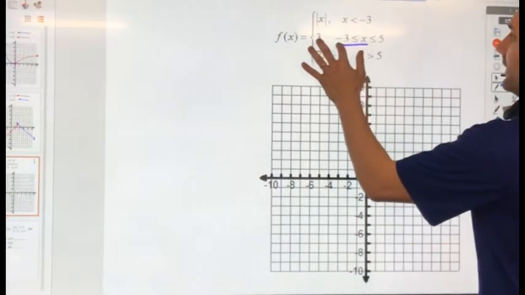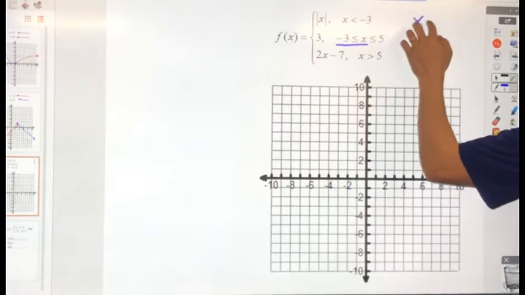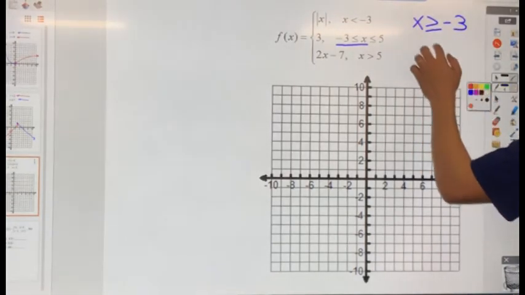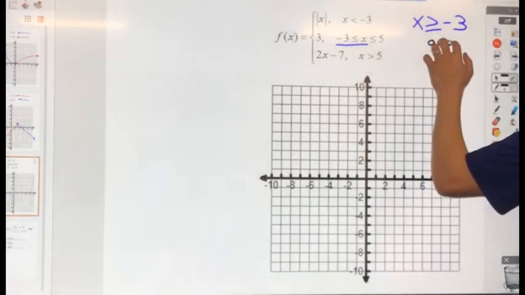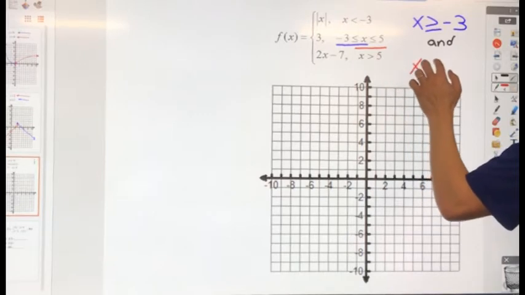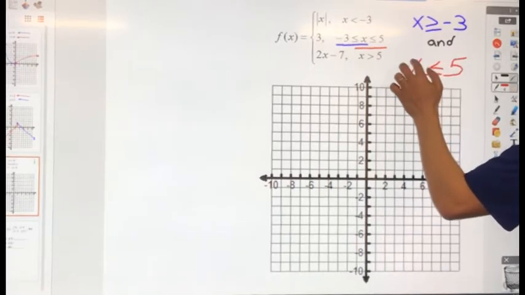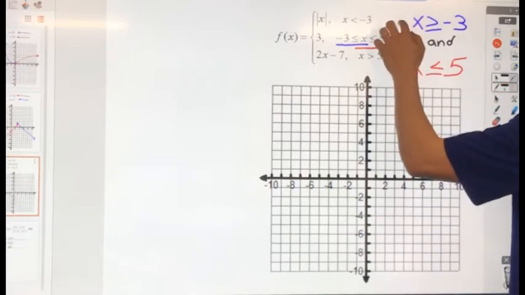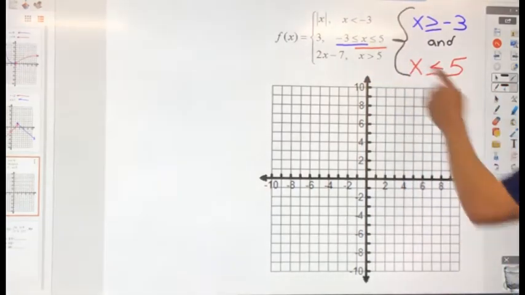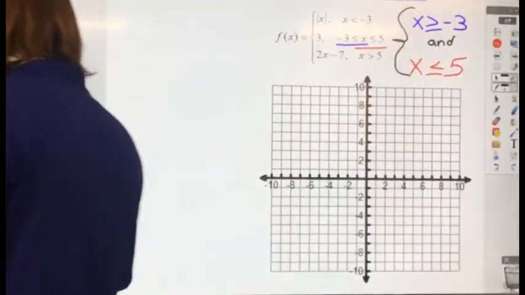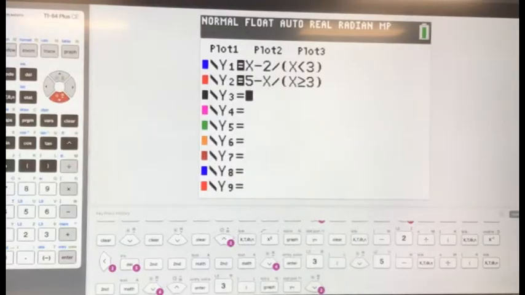So this is actually x is greater than or equal to negative 3. And at the same time, I also have x is less than or equal to 5. So if you're going to plug in the calculator, it's got to look like this rather than this. And I'll show you how to plug that in. So let's plug in this piecewise function in the calculator and look at the graph.